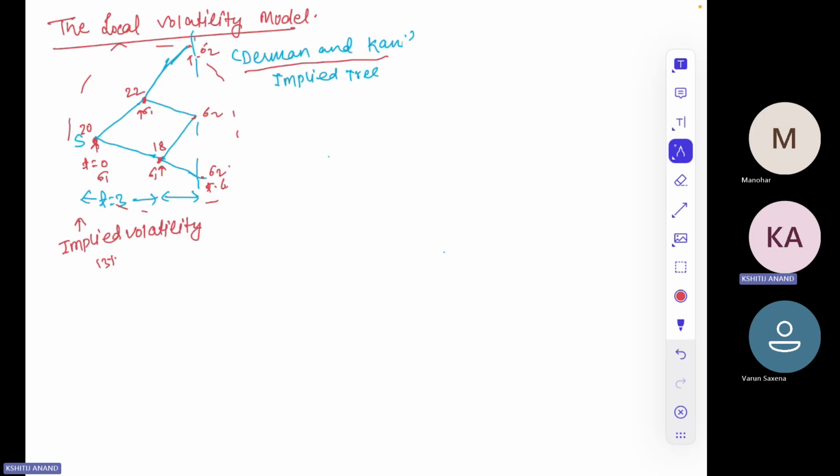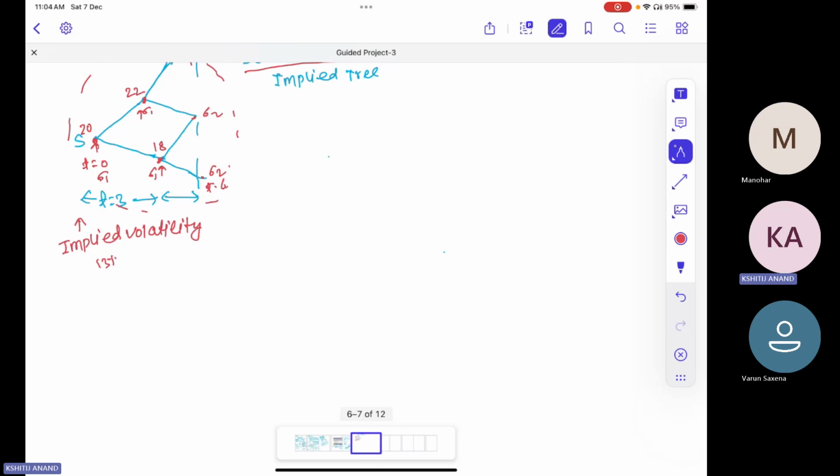At this instant, you can see that the time to maturity of the option is changing. At this point, it is also changing. So according to our expectation, the implied volatility should have been constant across this tree, right? Okay. So what Dupire and Derman-Kani say is very interesting.